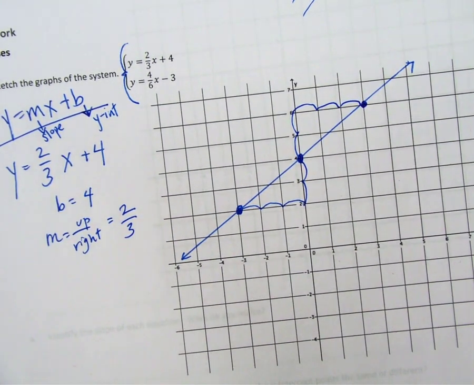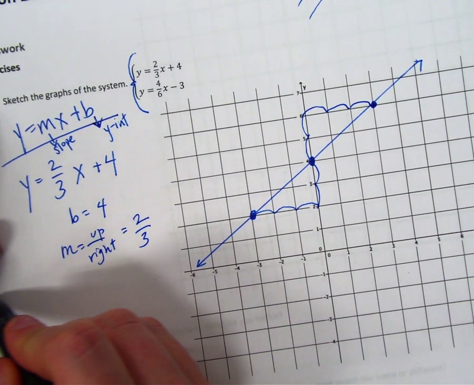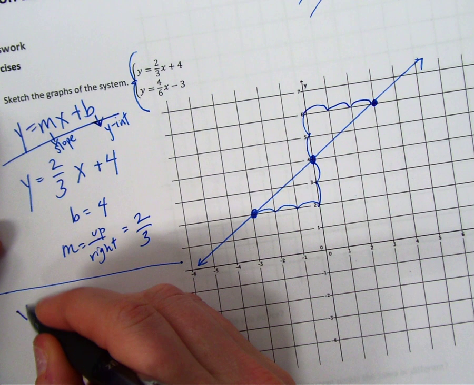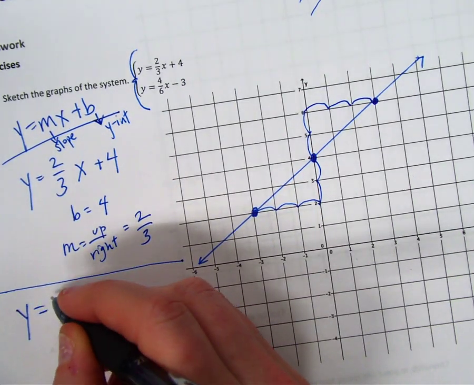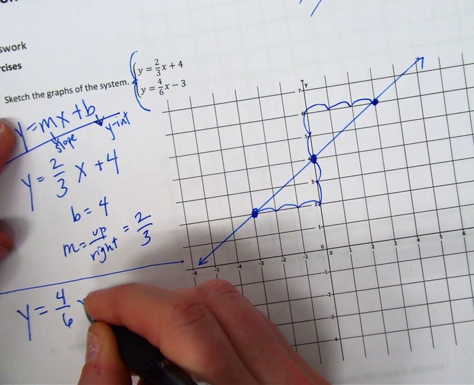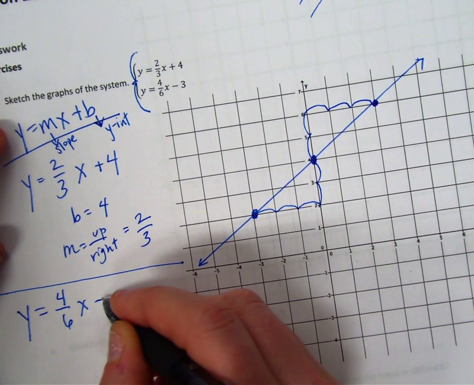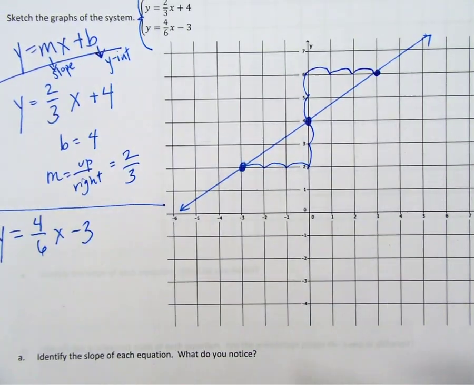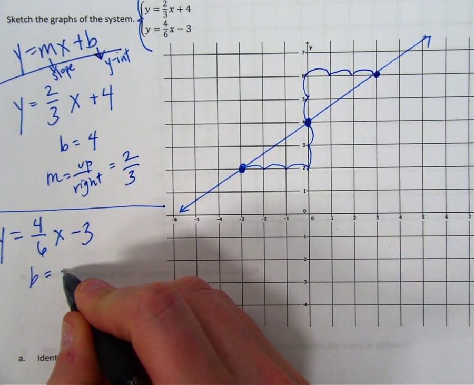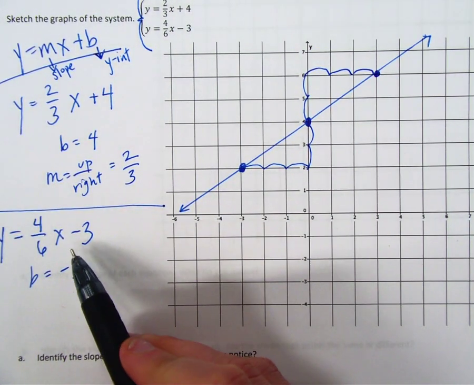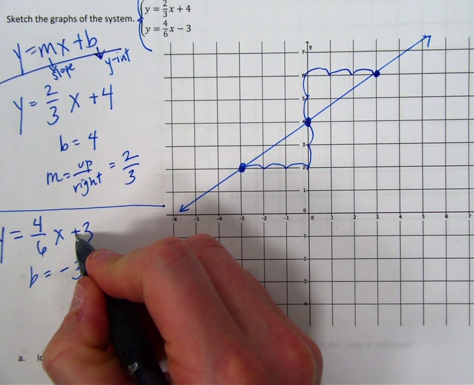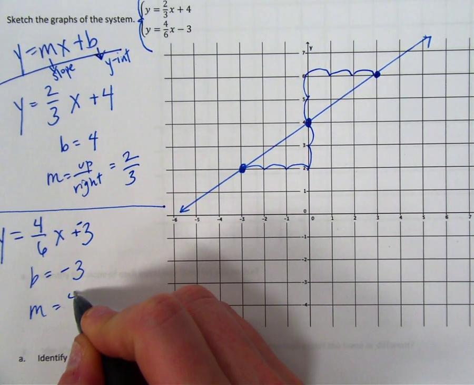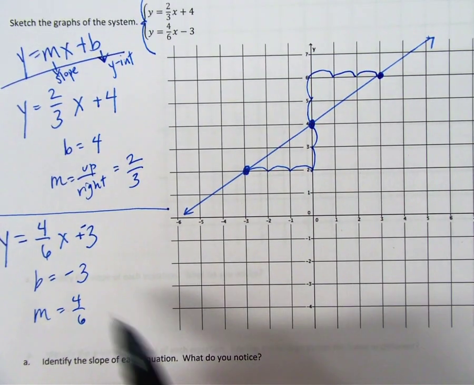Now we're going to draw the second graph. Our second graph is y equals 4/6 x minus 3. So, same thing. We're identifying our b, which is -3, because it's a -3, which is the same as adding -3. And our m, or our slope, is 4/6. So I'm going to start at -3.